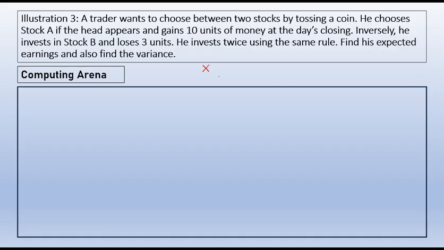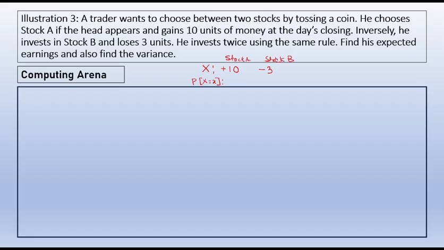So you look at this, if he chooses stock A, then he gains 10 units of money. That means X gets plus 10. And if he chooses stock B, at the end of the day, he loses 3 units of money. So this is minus 3. And then the probability, let us check what his probabilities are. He is deciding whether to invest in stock A. This is what he gets from stock A, and this is what he gets from stock B.